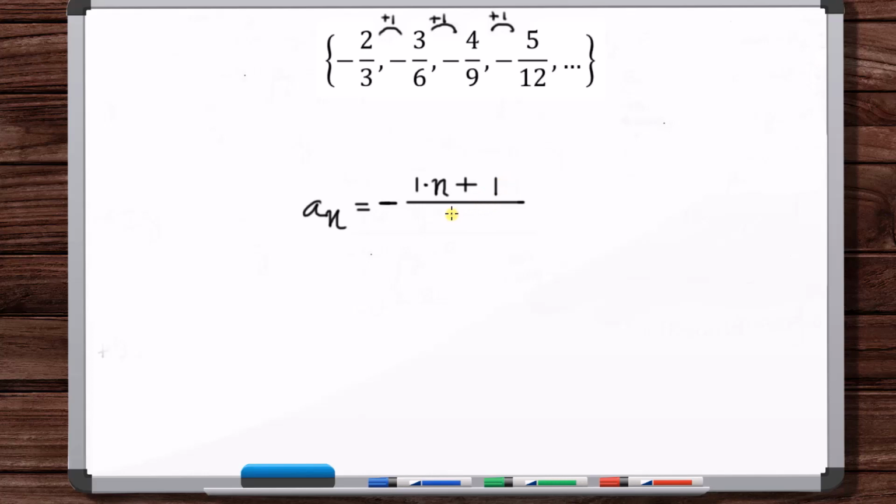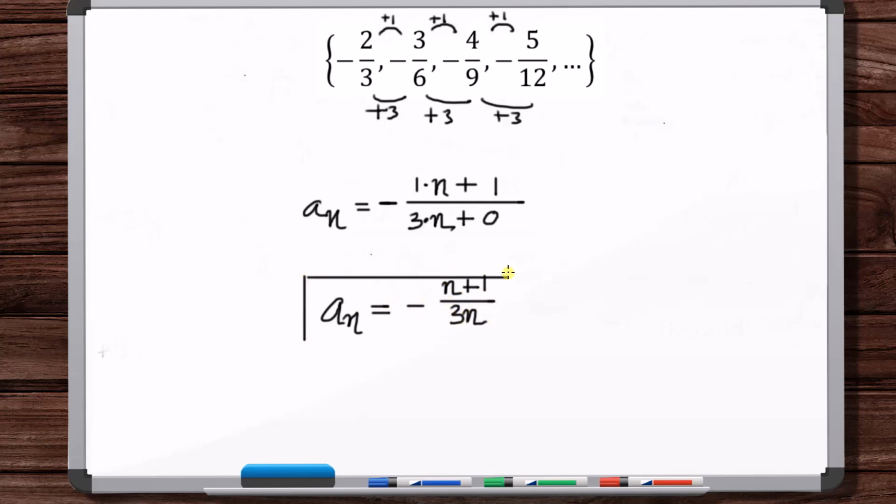Now the denominator, 3, 6, 9, 12. Again, this is another arithmetic sequence. You're adding 3 each time, so 3 times n. Now just put whatever you need to put to get that first term. Well, just don't add anything. 3 times 1 is 3, 3 times 2 is 6. So what we have is, now just write this in the cleanest form possible: n plus 1 over 3n with a minus sign up front.